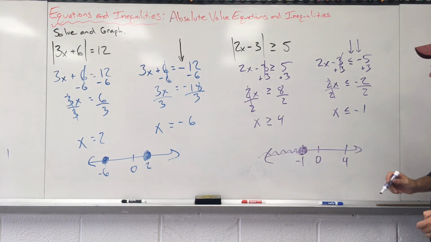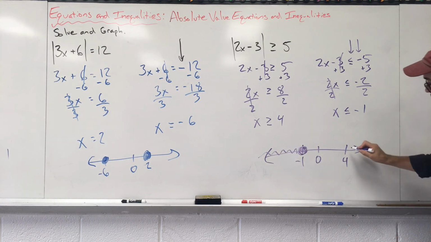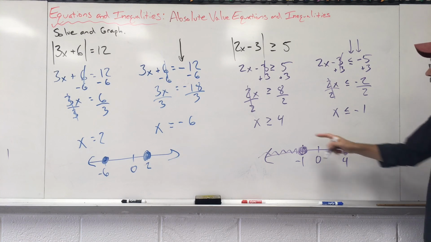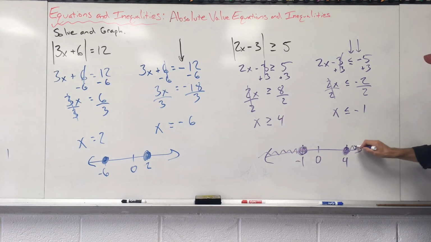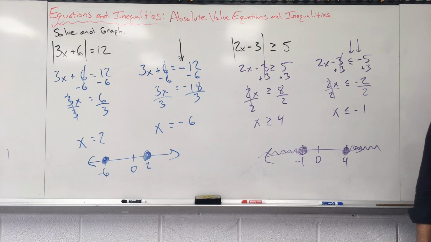X is greater than or equal to 4. There's an equal sign, so we know it's got to be solid. X is greater. X is larger. What is bigger than 4? 5, 6, 7, and 8. Everything off to the right. Ladies and gentlemen, we just solved and graphed absolute value equations and inequalities.